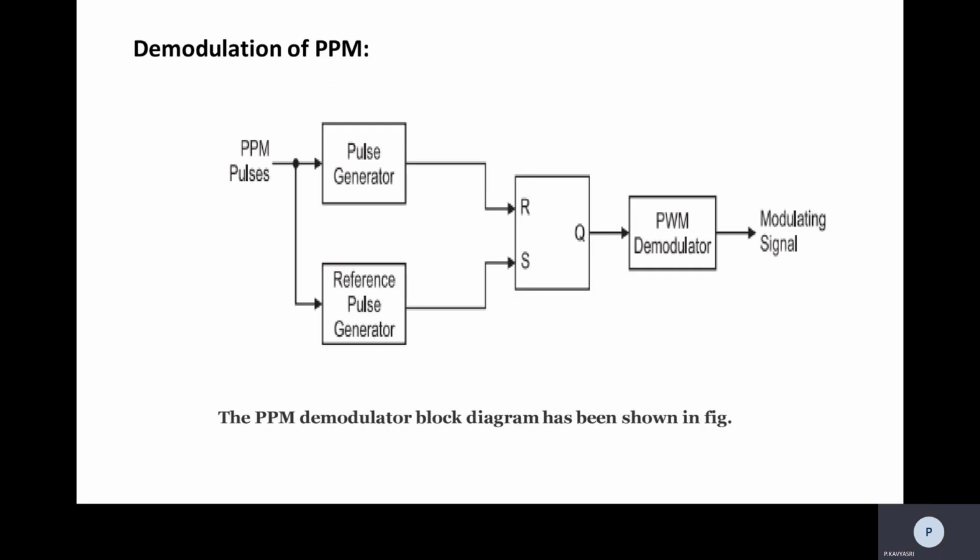Now we will see the demodulation of a PPM, how demodulation takes place in pulse position modulation. Here we are using an SR flip-flop. First we give the PPM pulses to the pulse generator as well as to the reference pulse generator. Then the outputs of the pulse generator and the reference pulse generator are given to the SR flip-flop. The output of the flip-flop is connected to the PWM demodulator, and finally we get the modulating signal. So here we are using an SR flip-flop.